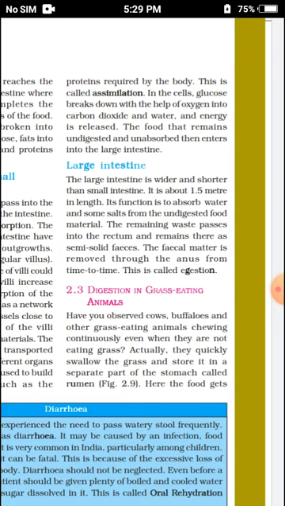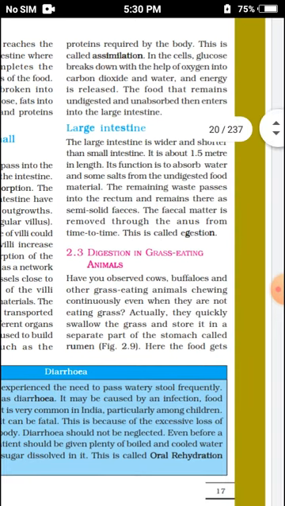After that, food enters into the large intestine, which is wider than the small intestine and about 1.5 meters in length. Its major function is to absorb water and some salts from the undigested food material, and the remaining waste passes into the rectum and then is removed through the anus, and that is called egestion.